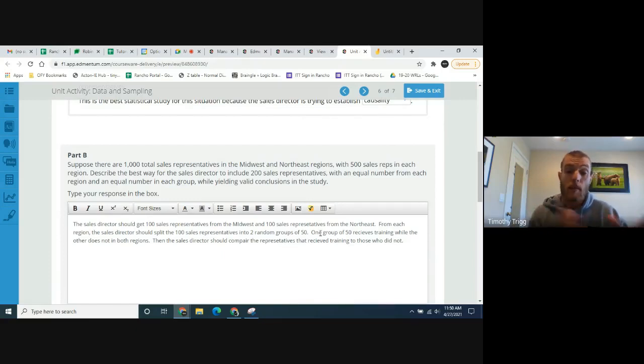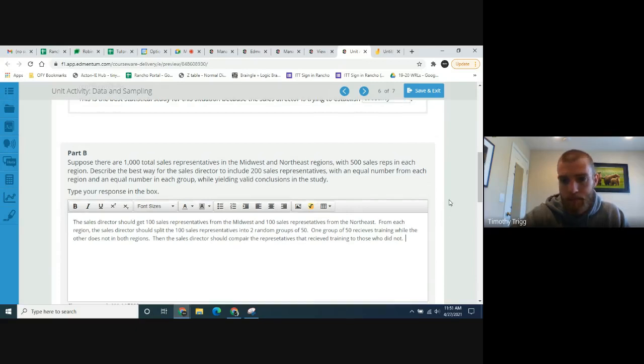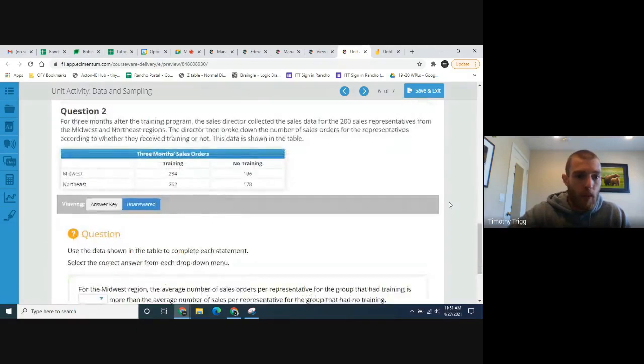So you want at least some people who do not receive training and some that do, so you can compare. If there's no way to compare, then the experiment doesn't work, right? Because you need a control group, those that do not receive training, and the study group, the ones that did receive training. That goes with any experiment.